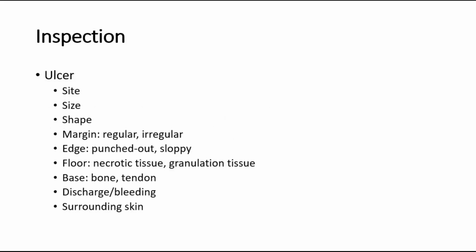So if there is ulcer seen, we have to describe in terms of its location, which is the site, the size of the ulcer, the shape, the margin, whether it's regular or irregular margin, edge of the ulcer, whether it's punched out ulcer or sloping edge, the floor consists of necrotic tissue or pink granulation tissue, the base, whether it's bone or tendon, is there any discharge, such as pus discharge or bloody discharge, or any bleeding from the ulcer, and also comment on the surrounding skin, whether there is any erythema of the skin.